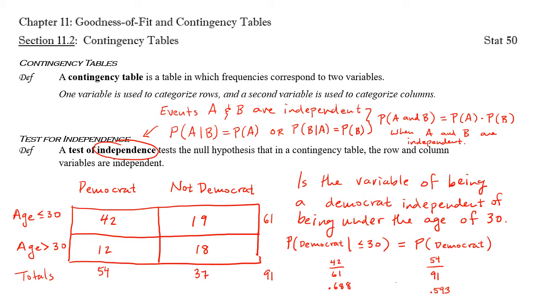So they're actually not equal. And so what that tells us is that these two events are actually not independent. So being a Democrat and being under the age of 30, in this case, seem to have a dependence on one another. And so now the question is, how strong is that dependence? And that's what we'll be trying to answer now with our test for independence.